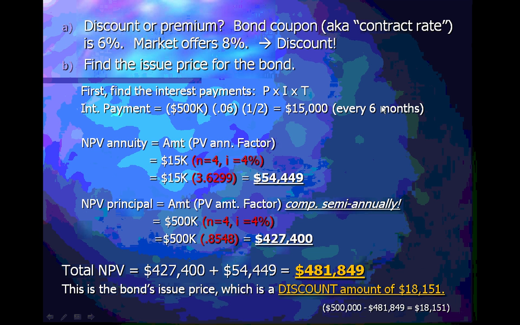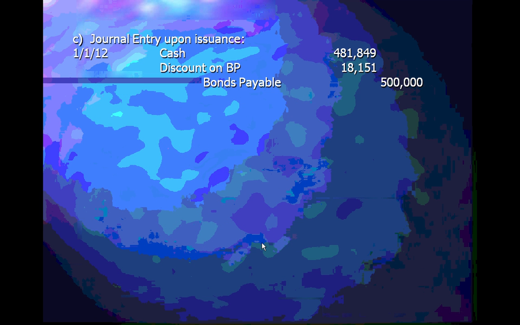The amortization of this 18,000 we're going to cover next is actually a small part of the test. Okay, but this is the bulk of it. If you understand all this, you're doing good. All right, journal entry upon issuance. Need to know how to do this as well.